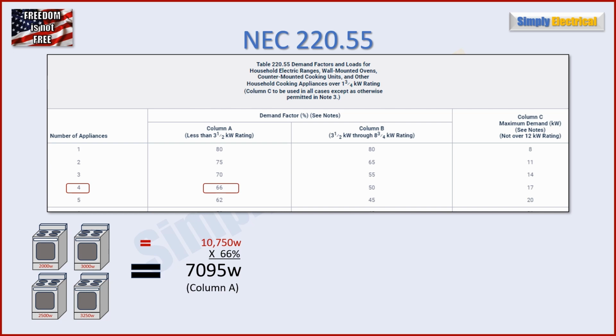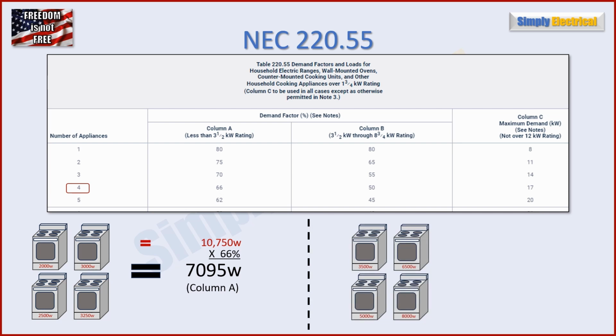Next, we'll try 4 more ranges at 3.5, 6.5, 5, and 8 kW. Add them up and we get 23 kW just off the nameplate. But going back to the table, we see that we need to take 50% of the total to get our demand. That means half of 23,000, which is 11,500 watts. So that's about as easy as calculating just one range with the additional step of adding the ranges together before applying the demand factor. So all in all, so far, using this table 220.55 is pretty easy.